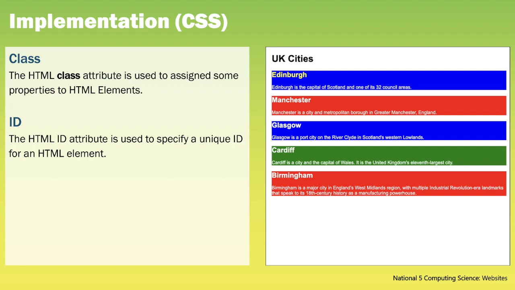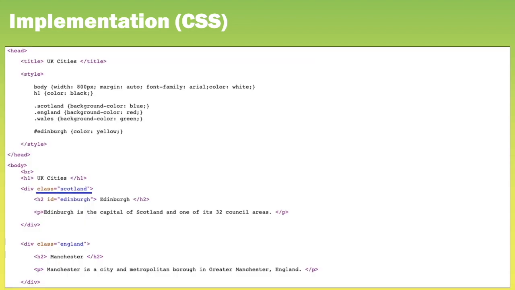Let's now have a look at how we use classes and IDs to implement this. You can see that I have added a class to the div called Scotland and a class to the div called England. Then within my CSS I have declared a class called Scotland and applied CSS. I have declared a class called England and applied CSS. The H2 heading for Edinburgh has had the ID Edinburgh added to it. And then within my CSS I have declared formatting for the Edinburgh ID.